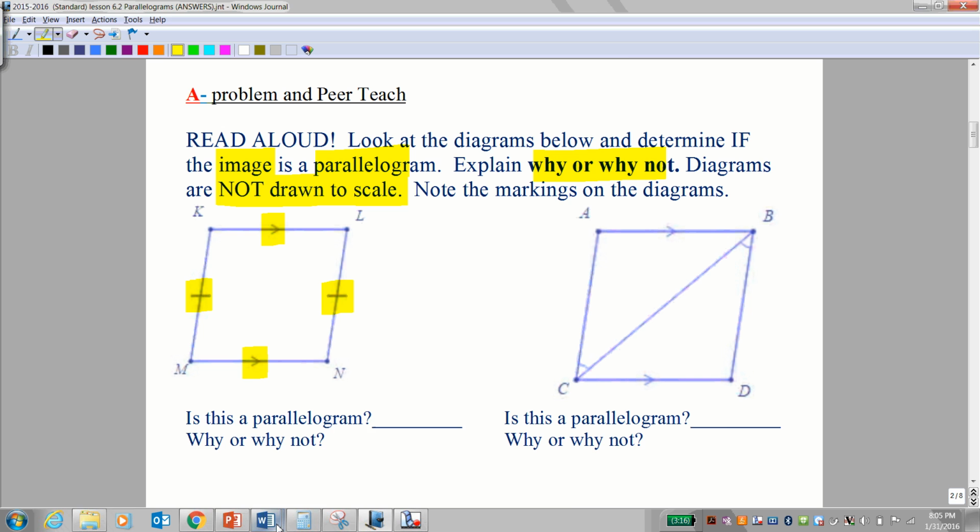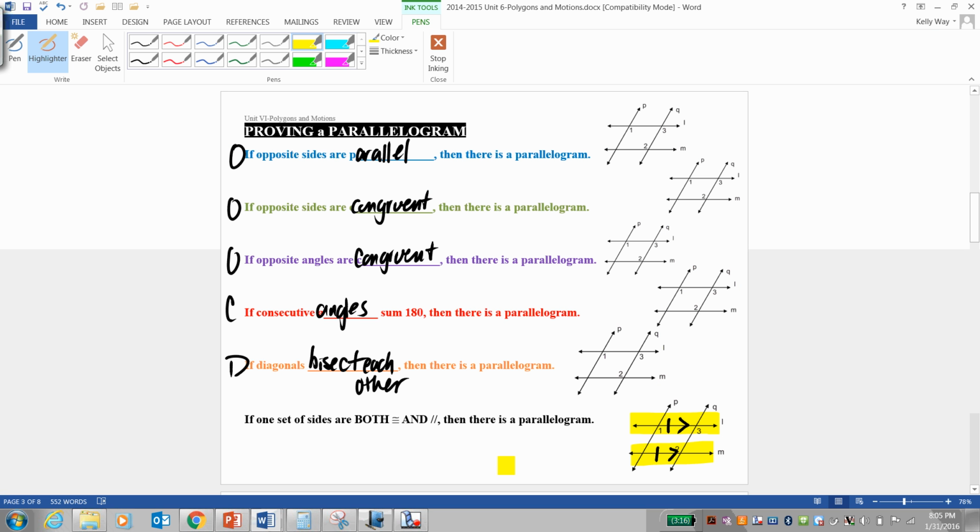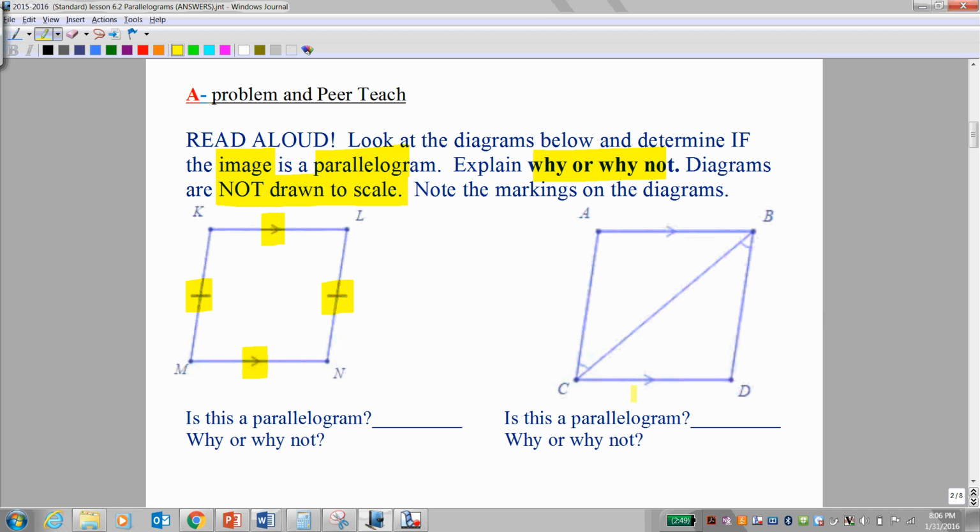You should be looking at this page in your reference booklet. What proves a parallelogram? There are 6 different ways. The first 5 are just the converse of the OCD. We just did this. The last way is to prove that one set of sides are both parallel and congruent, the same set of sides. That's number 6.